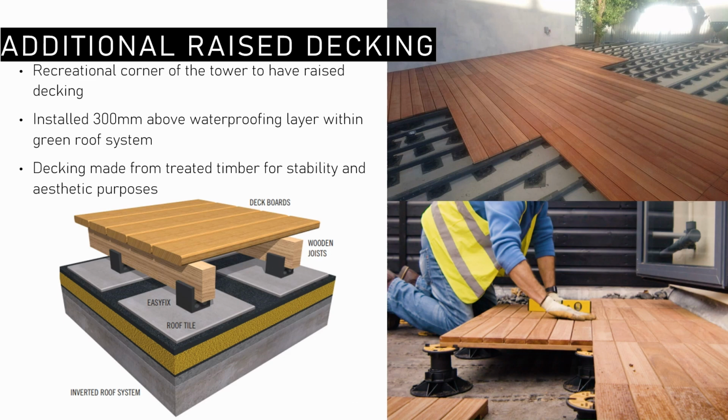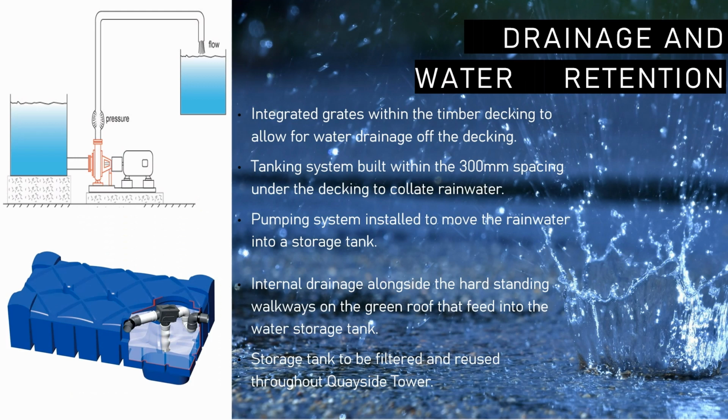The decking will be elevated by stumps that will hold the timber 300 mm above the waterproofing layer of the system. This spacing will hold a shallow tanking system to collect the rainwater that has fallen through the integrated grates of the decking. There will also be a pumping system installed under the decking to pump the collected rainfall into a large storage tank where the water can be filtered and pumped back into the building's water system.